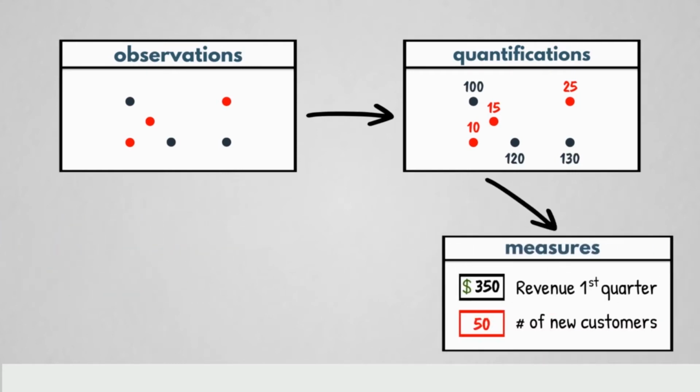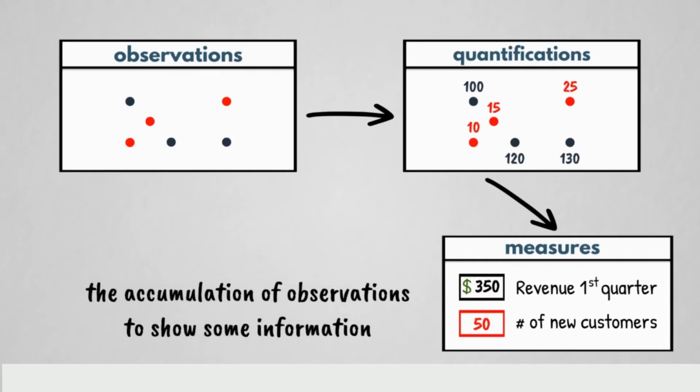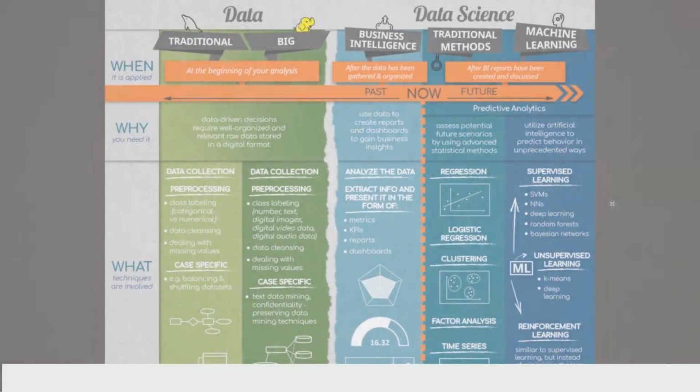A measure is the accumulation of observations to show some information. For example, if you total the revenues of all 3 months to obtain the value of $350, that would be a measure of the revenue of the first quarter of that year. Similarly, add together the number of new customers for the same period, 50, and you have another measure. Great!